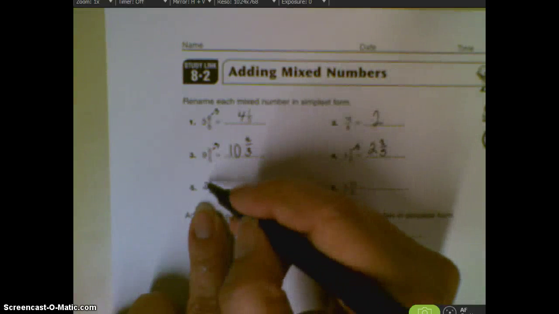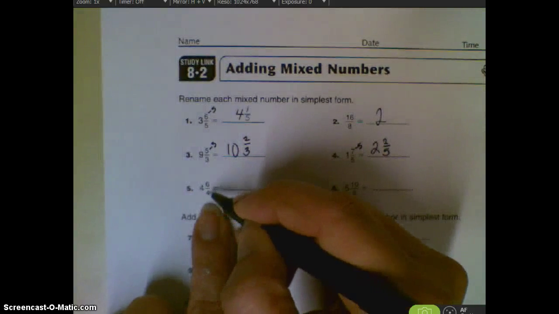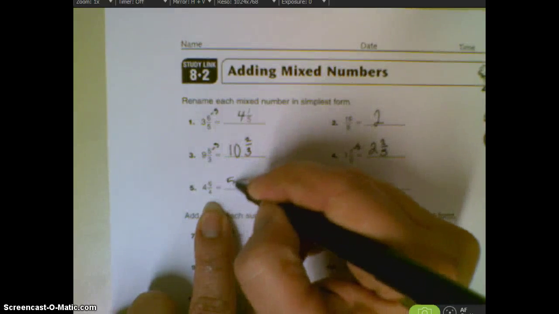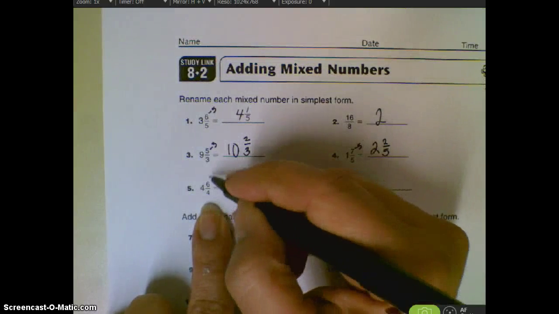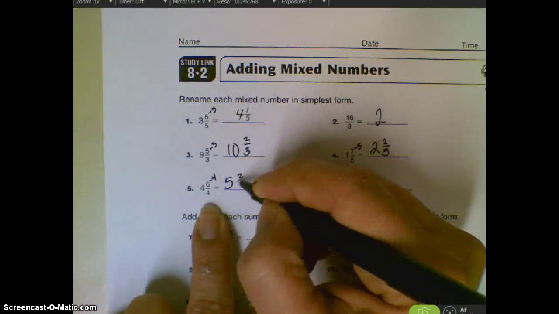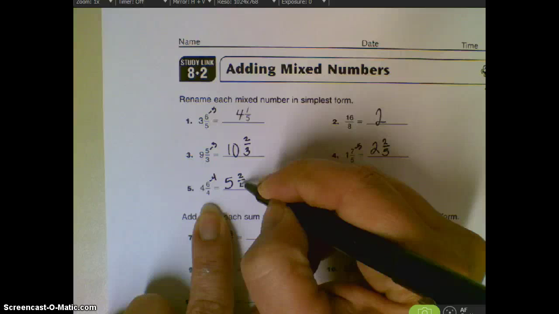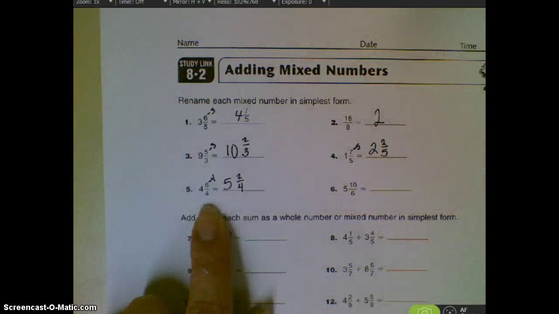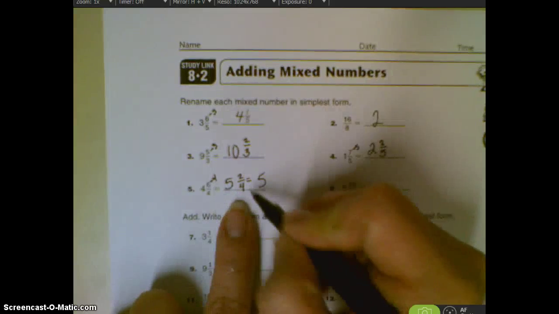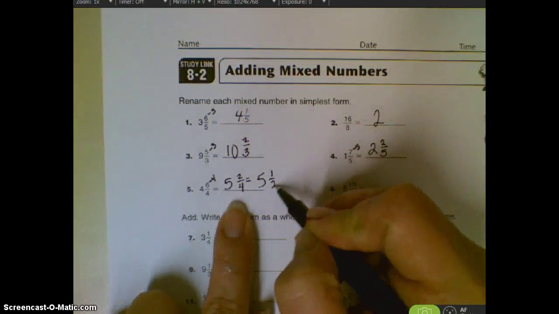4 and 6/4. If I look at my denominator of 4, 4 out of 4 will make a whole, so I can make this whole number 4 into a 5. And then if I subtract 4, I have 2 left over, so 5 and 2/4, but I can reduce that to even a smaller number, and I can call this instead 5 and 1/2.